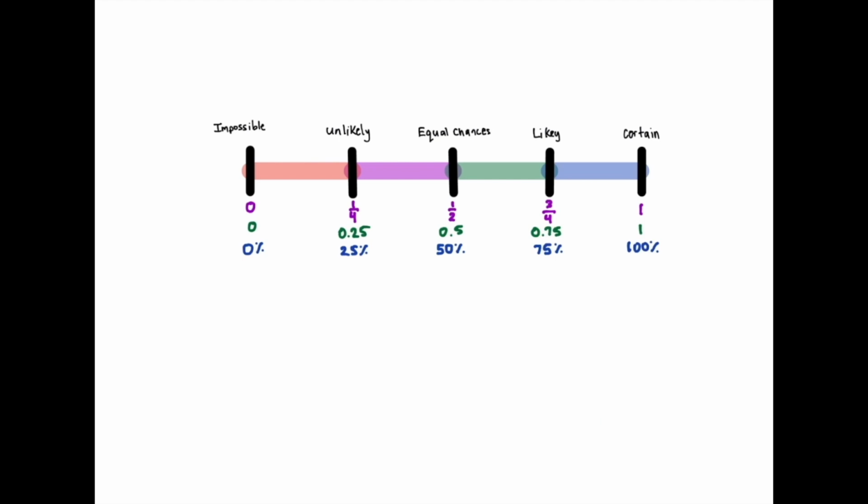Before we learn how to find probability, let's take a look at this scale. At the very left, we have a 0 chance of the event happening. That means that the event is impossible. As you move right on the scale, the chance of the event occurring increases until we hit 100%, or certain that the event will occur.